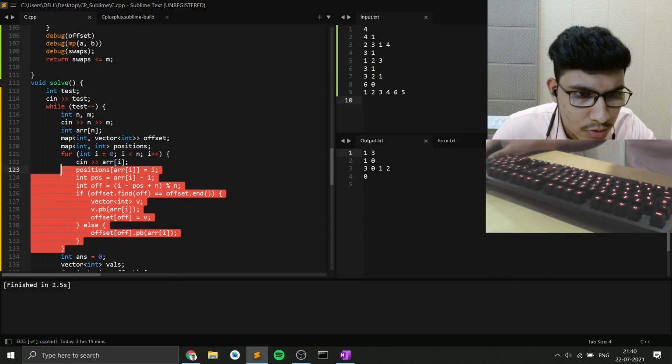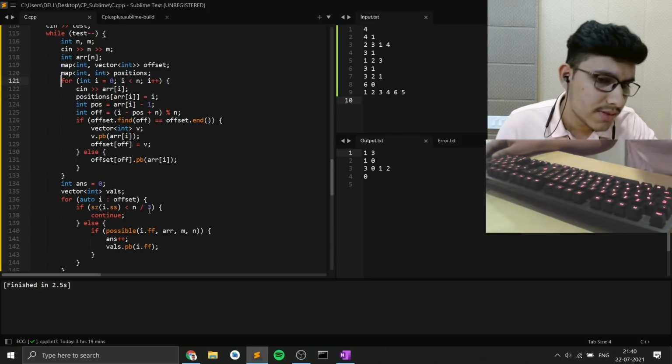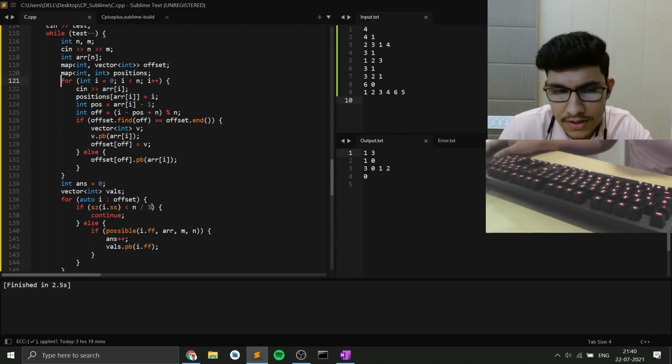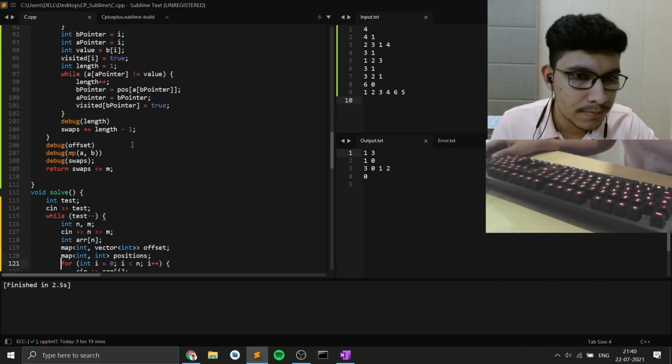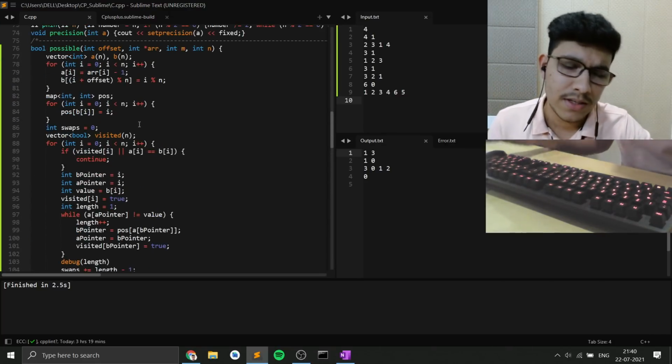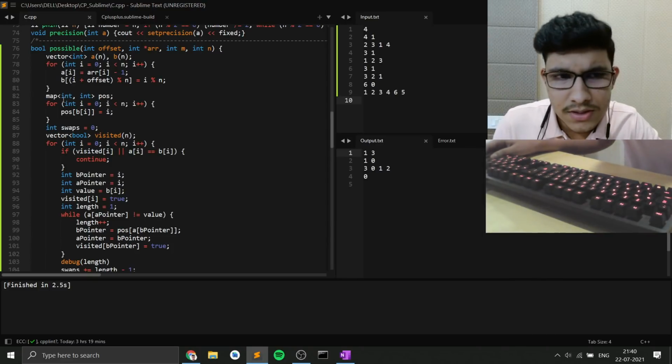So I've made these groups by offset, and by doing this I'm only checking those groups of offsets where the number of elements is greater than or equal to n by 3, because m can be up till so much. And after that, yeah, for that I'm just checking here.